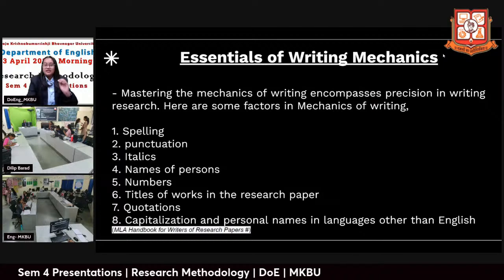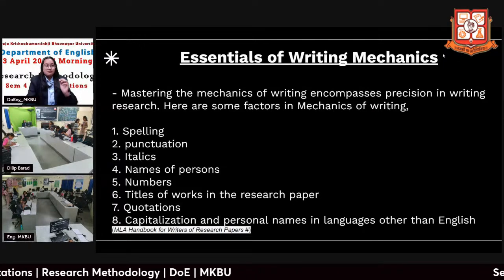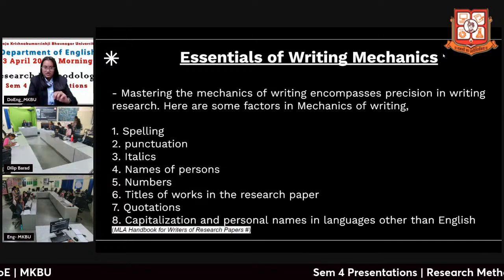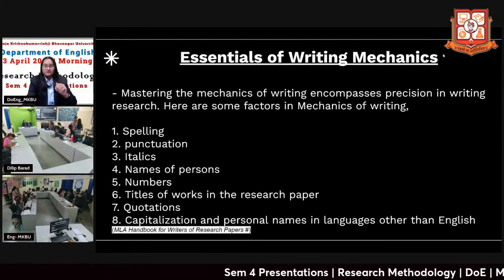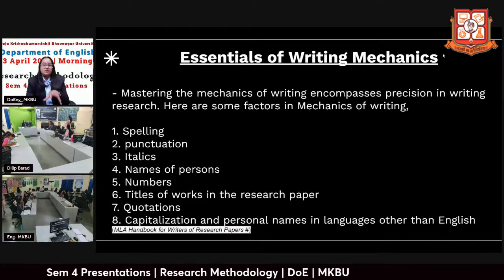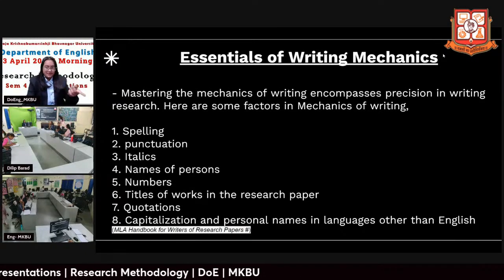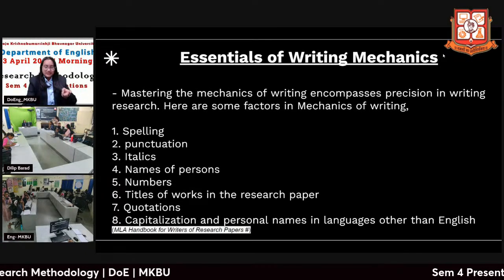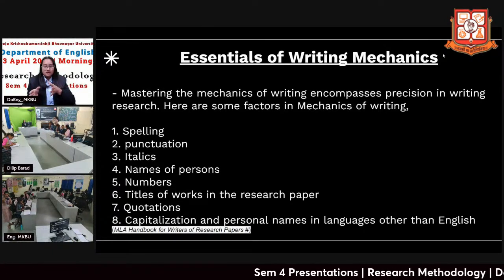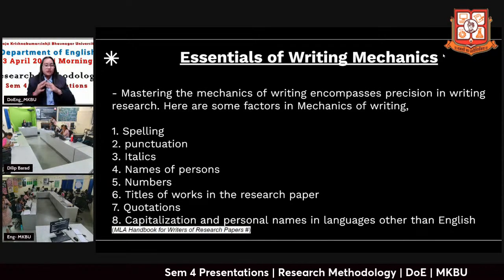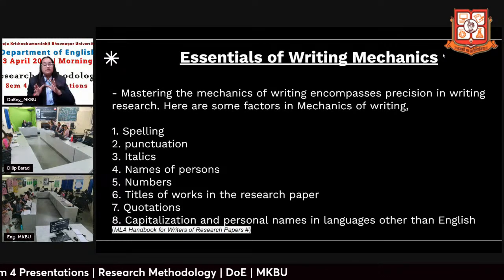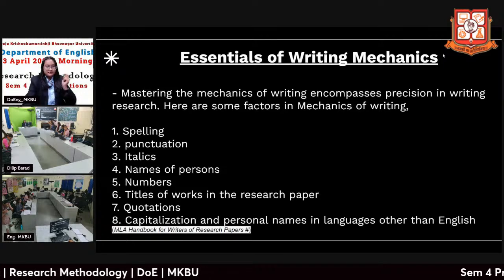So these are some essentials of writing mechanics. Mastering the mechanics of writing encompasses precision in writing research. Here are some factors in the mechanics of writing. First is spelling, then punctuation, italics, names of persons, numbers, titles of books in the research paper, quotations and capitalization, and person names in languages other than English.